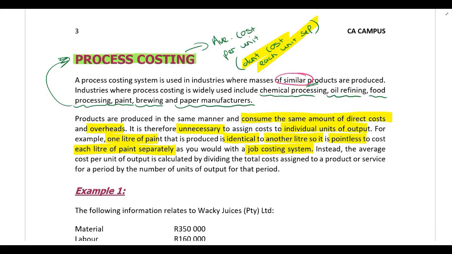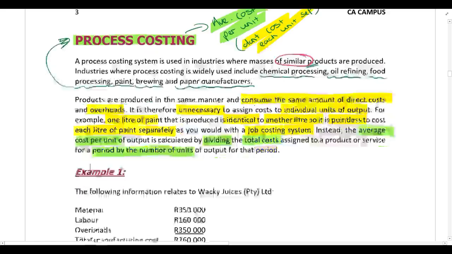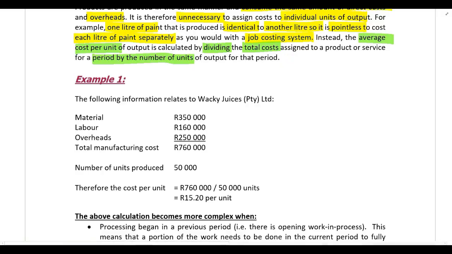Instead, what are we going to do with process costing? We are going to calculate the average cost per unit. And how do we do that? We just take the total cost for the period and we divide it by the number of units produced in the period. And we work out an average cost. So let's look at an example of how you would get that average cost.